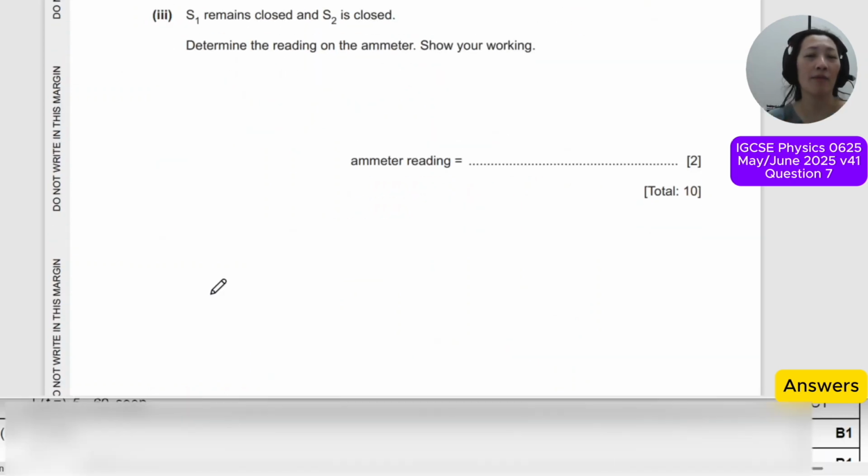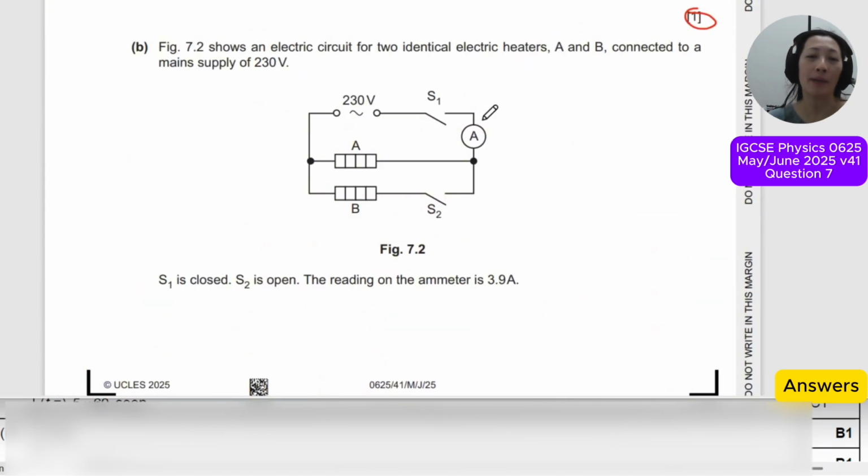3. S1 remains closed and S2 is closed. Determine the reading on the ammeter. Show your working. So for this question, this time we're closing both switches S1 and S2. That means that both the heaters A and B will be functioning, and the circuit now functions as a parallel circuit. There are 2 ways to solve this question, and I'll go through both methods.